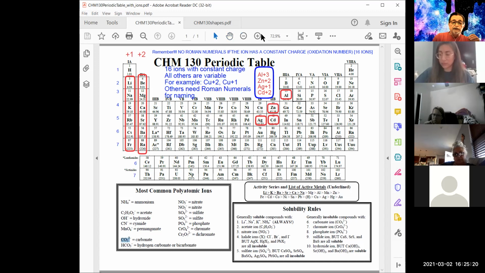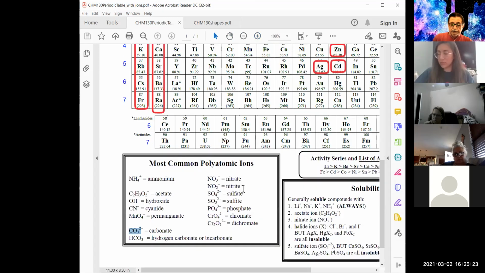Now, the other aspect is these polyatomic ions here in the bottom left-hand corner. We'll be using them. Now, those polyatomic ions are a packet. They're a unit. They stay together. We don't separate them. If we need to use more than one, what we do is we put parentheses around the whole packet, okay? And then we put a subscript on the outside far right parentheses, and that subscript designates how many of these packets we need.